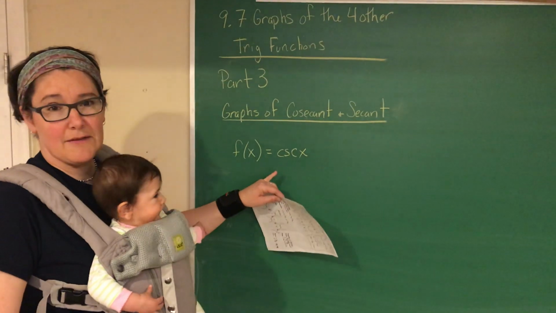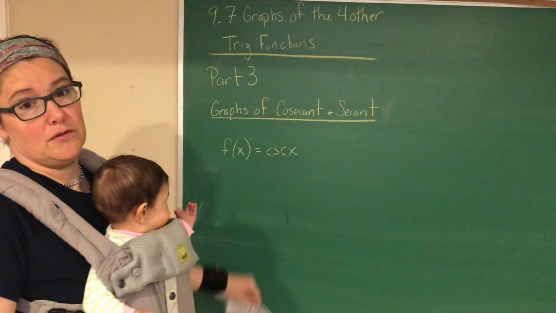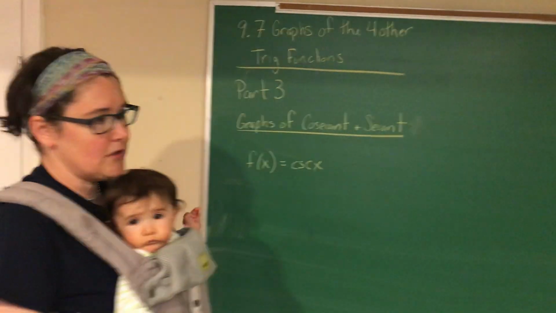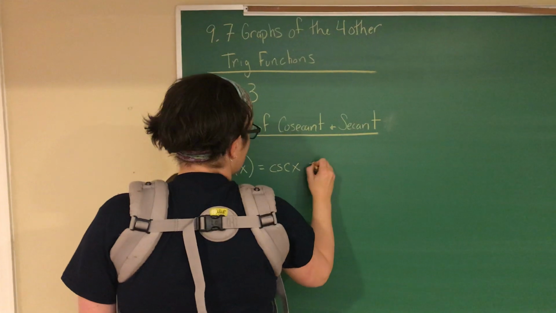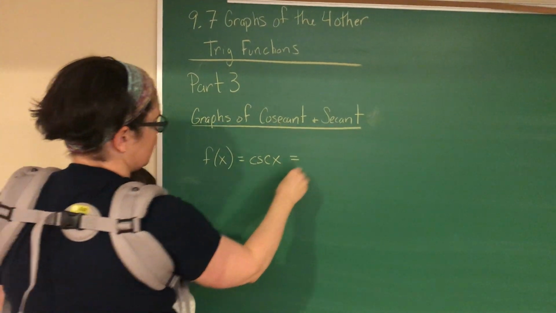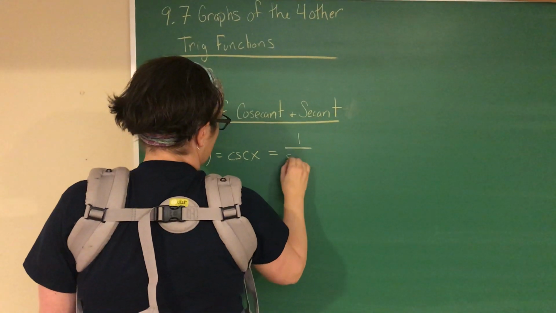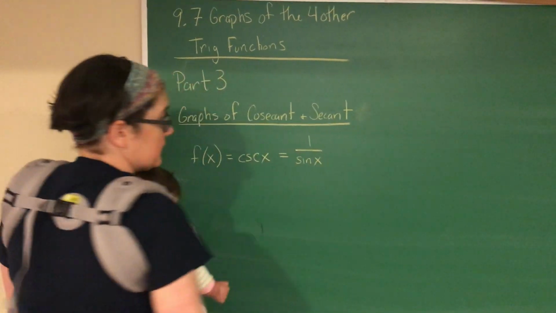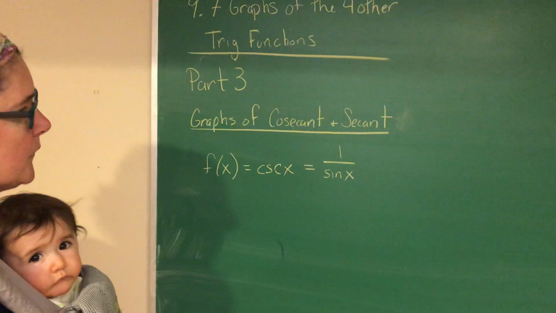Now remember, cosecant of x is the cousin to the sine function, so it's the reciprocal of the sine function. And you might remember from part 1 that there was that reciprocal identity that said that cosecant of x is the same as 1 over sine x. Okay.